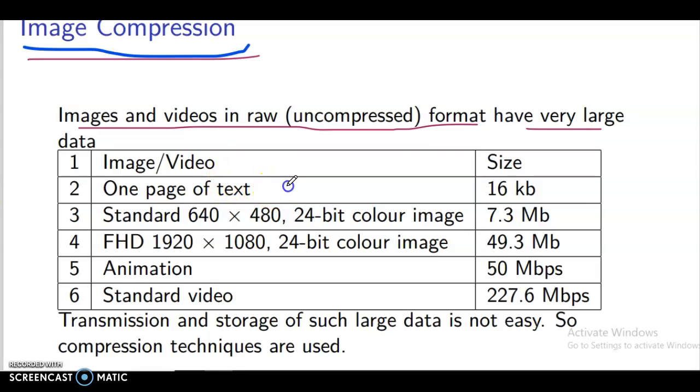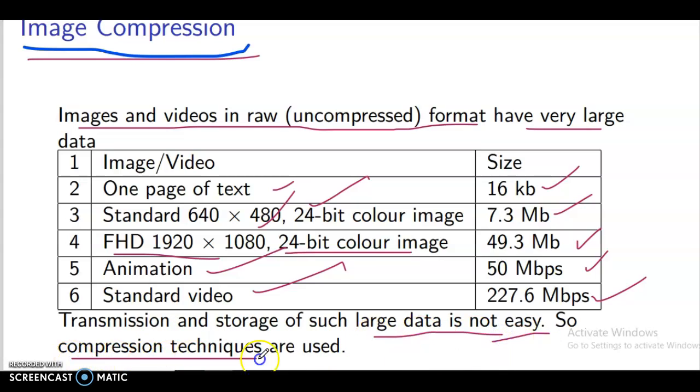Here, one page of text, 16 KB. Standard 640 cross 480 24-bit color image, 7.3 MP. FHD 1920 into 1080 24-bit color image, 49.3 MP. Animation 50 megabits per second. Standard video 227.6 megabits per second. Transmission and storage of such large data is not easy, so compression techniques are used.